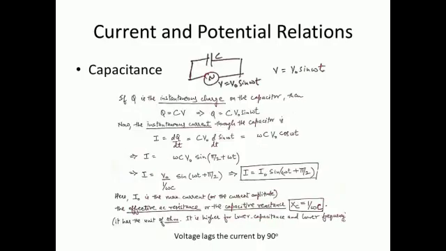Now let us see how the current and the voltage are related to each other when an AC voltage is applied to a capacitance. Again the voltage applied is V naught sin omega t to a capacitance of value C. Now if Q is the instantaneous charge on the capacitor, then Q is equal to CV, and therefore Q will be equal to CV naught sin omega t.